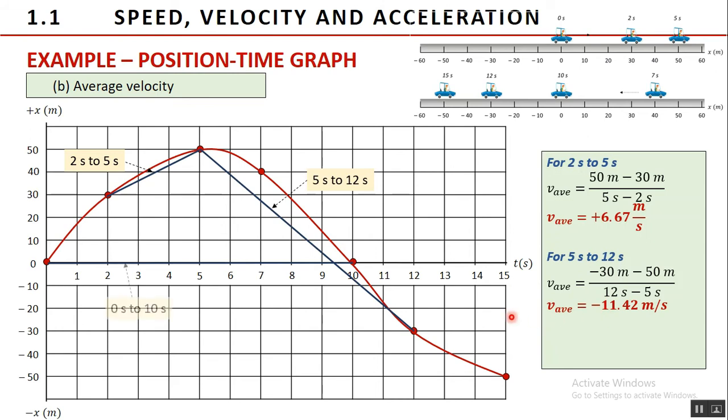From 0 seconds to 10 seconds, we see that this line is a horizontal line, so the slope is 0, and therefore the average velocity between this time interval is also 0.